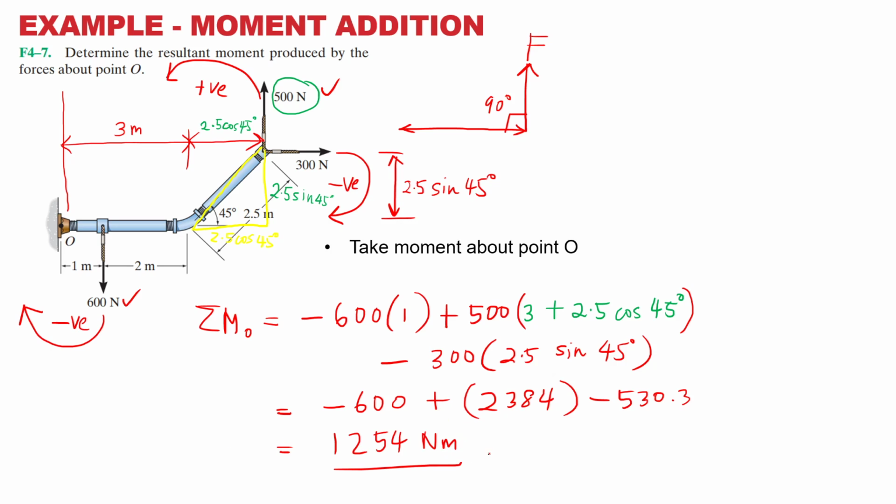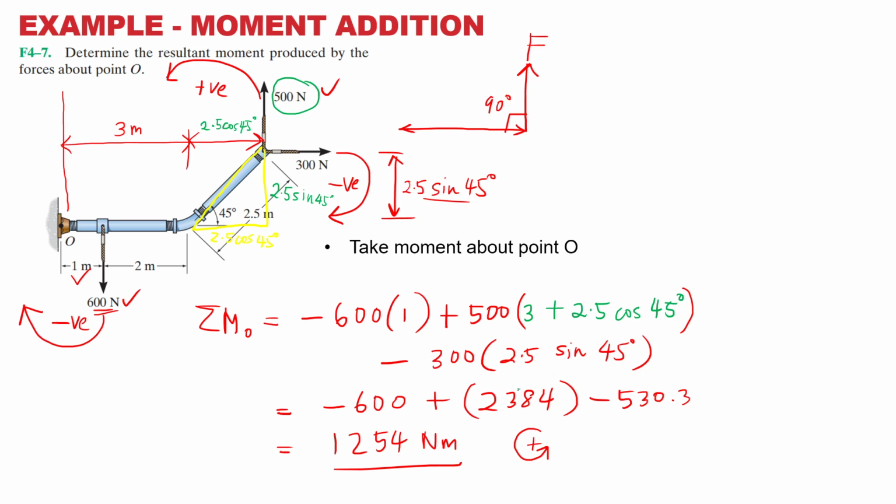Positive. So we know it's positive, so the one that wins is counterclockwise. See what's going on. The 600 force is big, but its distance is small, so its tendency to rotate is small and the moment is small. The 300 is quite big, but the distance is only 2.5, so its value is not much.